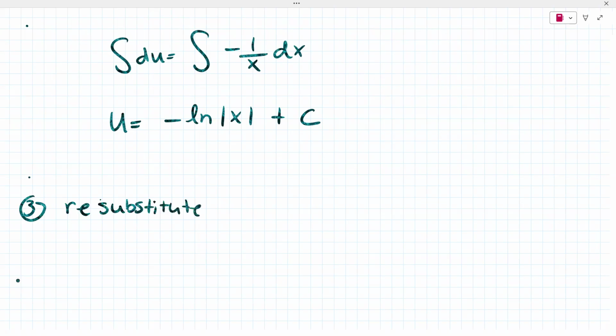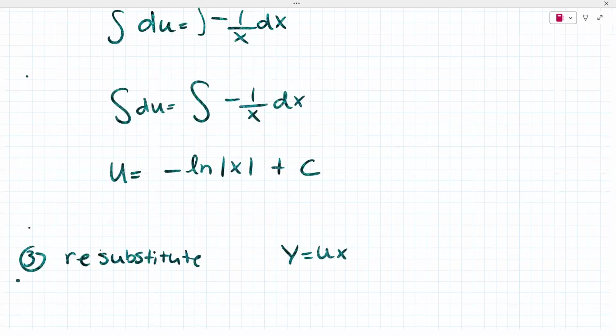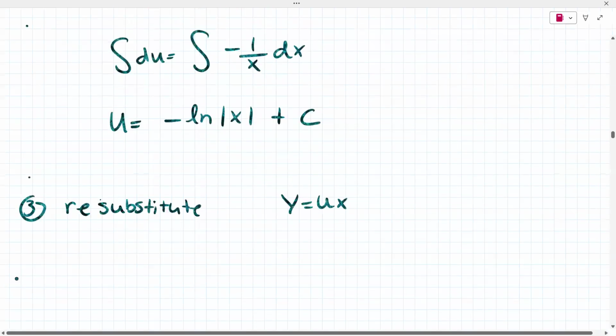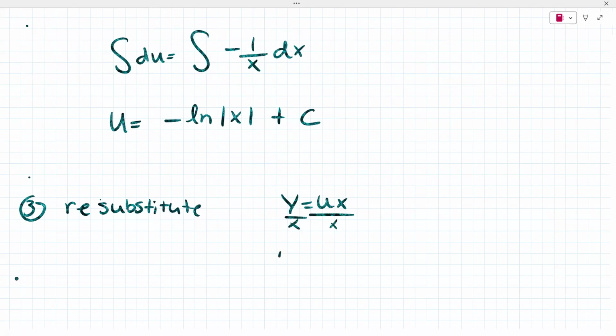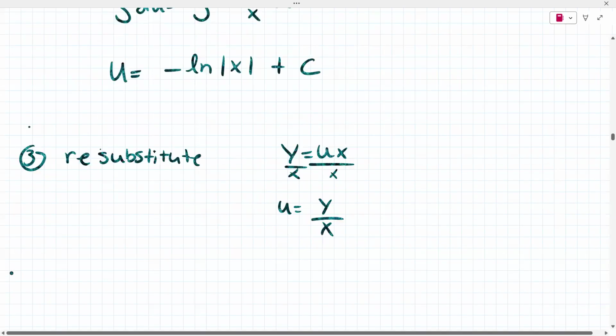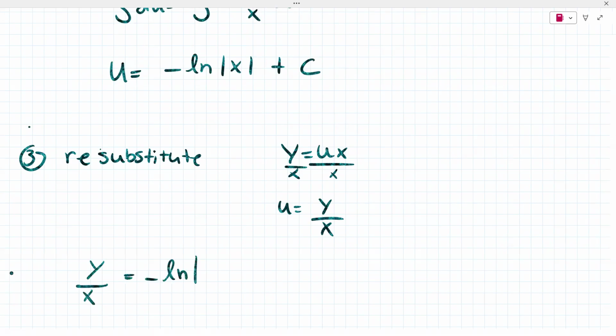So what did we have as a substitution? We substituted y equals u times x, right? As you can see, we don't have a y, we only have u's. What you have to do is get u by itself. So you would have to divide both sides by x. So u is going to be y over x, okay? Then you would substitute your u with y over x. So this is going to be y over x equals negative ln of absolute value of x plus c.